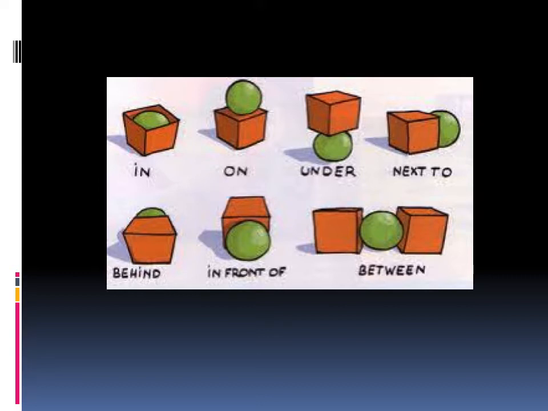The easiest preposition to teach is location, which, as you can see, you can use an image and a ball to talk about in, on, under, next to, behind, in front, and between. These are the prepositions that describe where things are located.